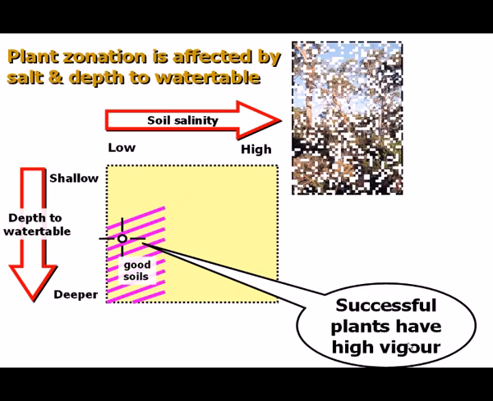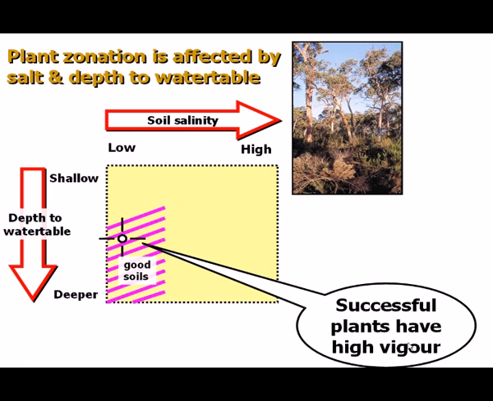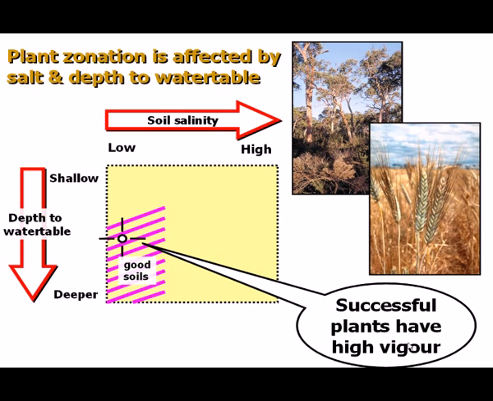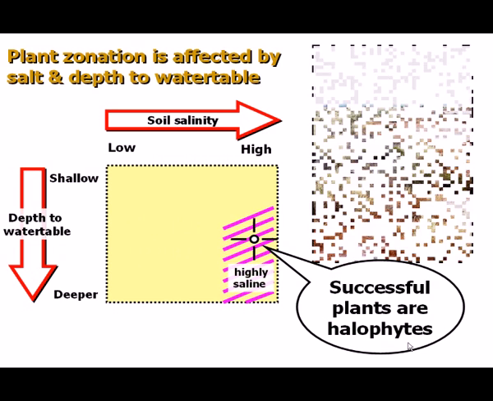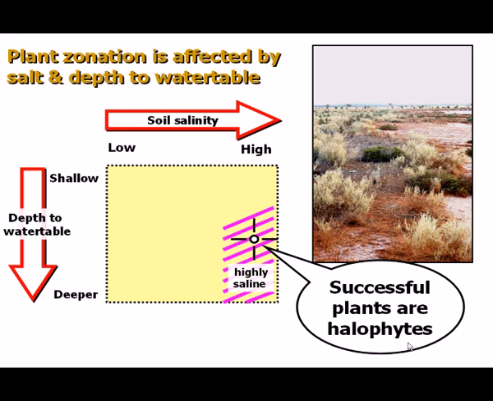These are good soils. Successful plants in this kind of environment are going to be the plants that have high vigour. They were the soils that grew our great forests before we cleared them, and these are the soils which grow our great cereal crops. They're the best soils on the farm. Come over here. We're now looking at highly saline soils. The successful plants that grow in these landscapes are going to be halophytes, those salt-loving plants that we've talked about in earlier talks.